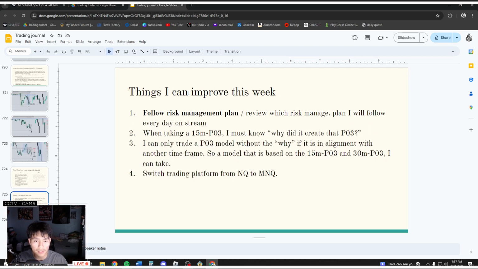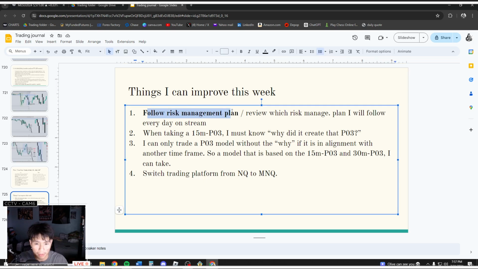And one of the things I can improve this week is I could follow my risk management plan. So I'm going to review which risk management plan I will follow every day on stream. What I mean by that is I have an aggressive and a passive trading style, I guess.